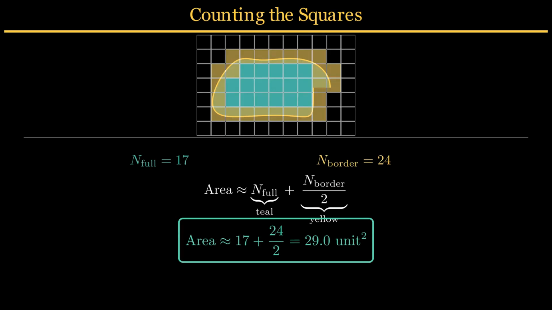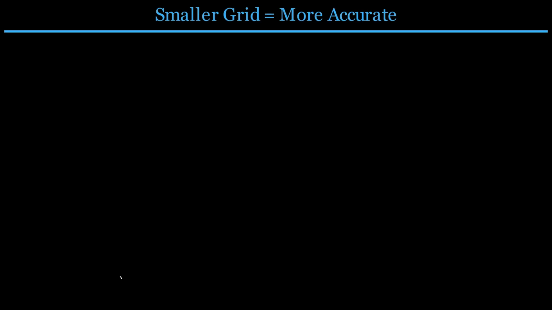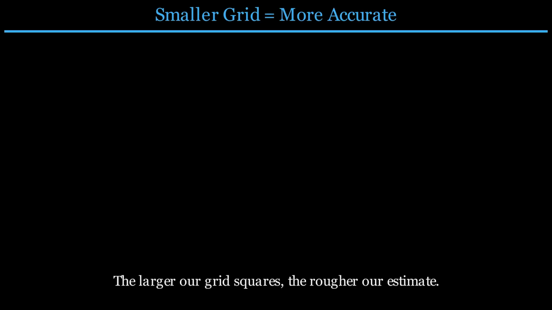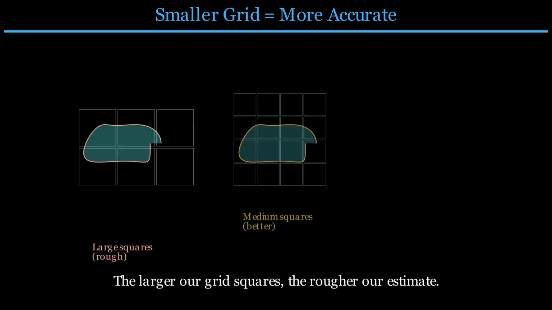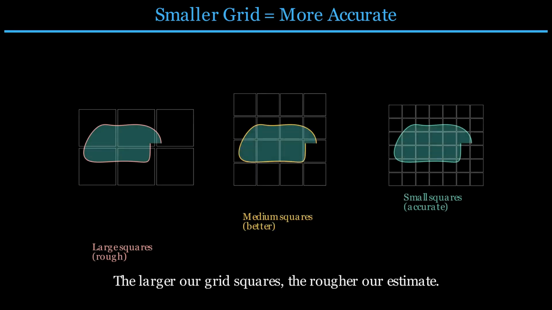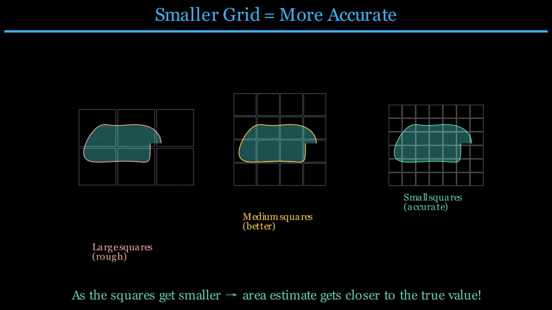Now, here is an important question. How accurate is this? The answer depends on the size of the squares we use. Large squares give a rough estimate. Medium squares give a better estimate. Small squares give a more accurate estimate. As the squares get smaller and smaller, the estimated area gets closer and closer to the true area.